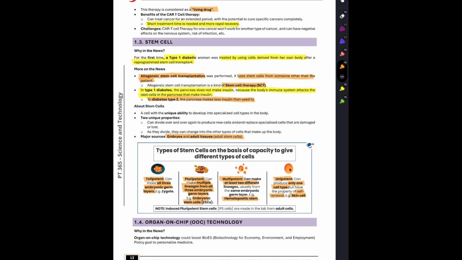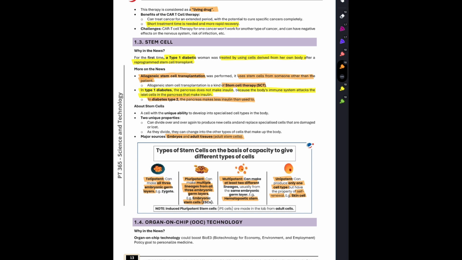So the four categories are: the totipotent, which can make all three embryonic germ layers, for example the zygote. The next is the pluripotent, which can make multiple lineages from all three embryonic germ layers, for example the embryonic stem cells. The next is the multipotent, which can make at least two different lineages from the same embryonic germ layer. And the next is the unipotent, which can produce only one cell type.